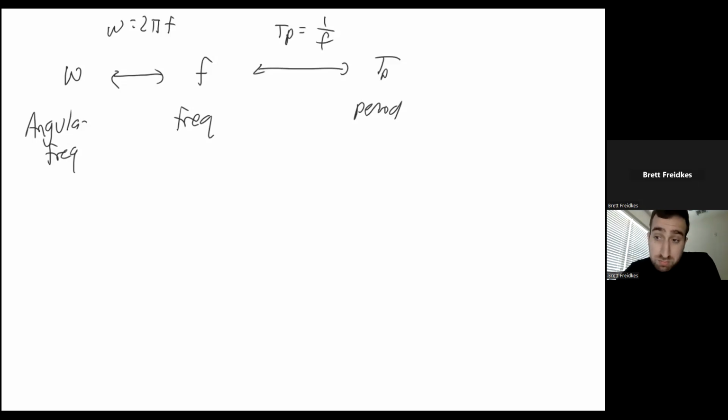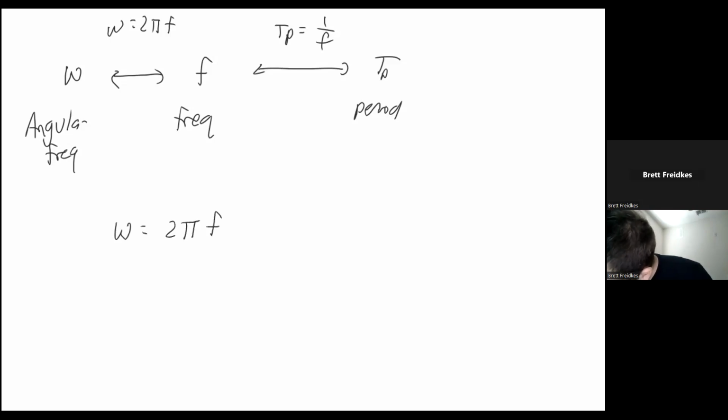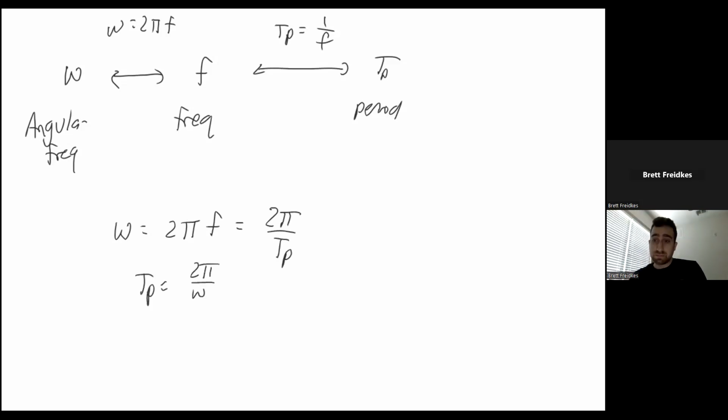I cannot jump directly from omega to T because I need to include a factor of 2 pi to do that. So if I wanted to jump directly from omega to T, if we know omega is 2 pi f, and I know f is the reciprocal of the period, that means we get 2 pi over T. So that means that T is 2 pi over omega. If you wanted to go that route, you don't have to.